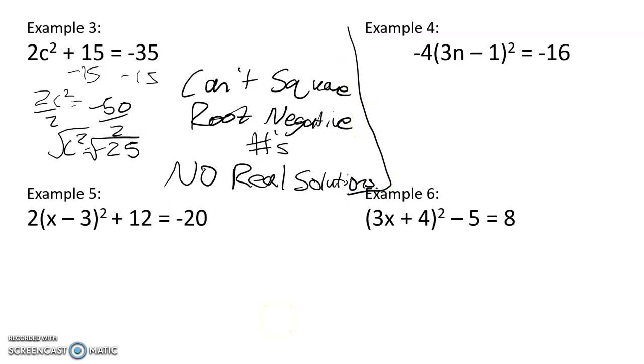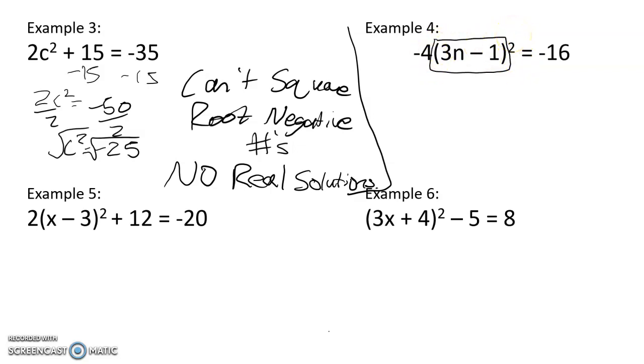All right. So now let's move on to example number 4 here. These next couple examples are going to look a little different. So instead of just having, for say this one, a c squared, we have a whole parenthesis squared. All right. So what does that mean? Well, it doesn't really change what we're doing. We want to get this parenthesis squared by itself, and then we're going to square root the whole thing.